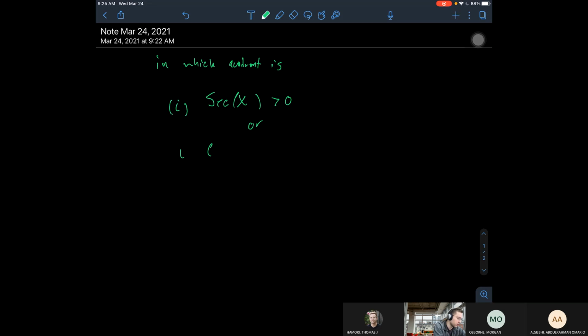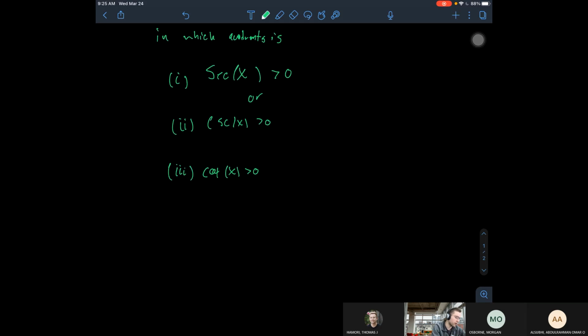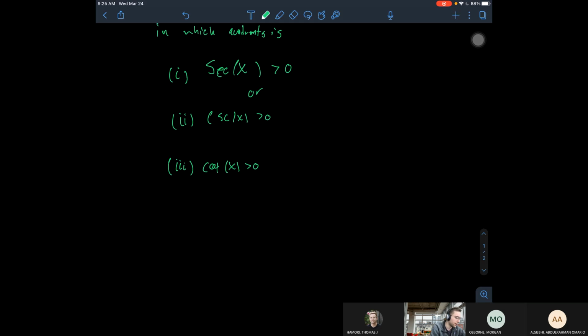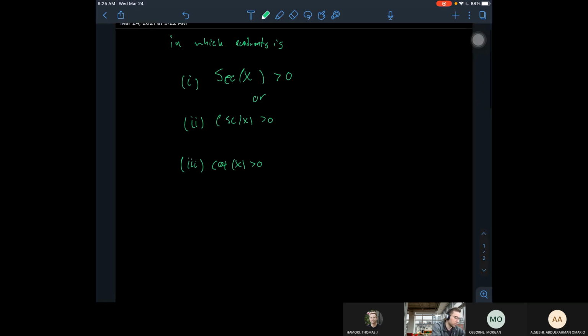We can answer secant x greater than 0, cosecant x greater than 0, cotangent of x greater than 0, and so on and so forth. Okay, we can answer this for every trigonometric function we have. And also we can do less than or equal to 0 or whatever. Okay. And it has to do with the following. We just want to use the definitions for each of these.